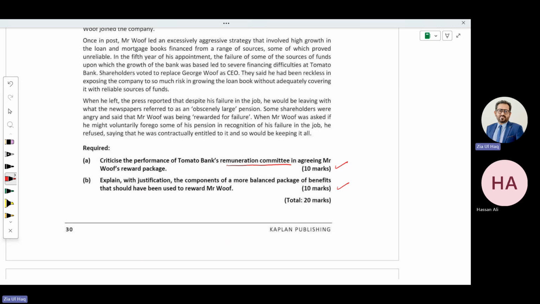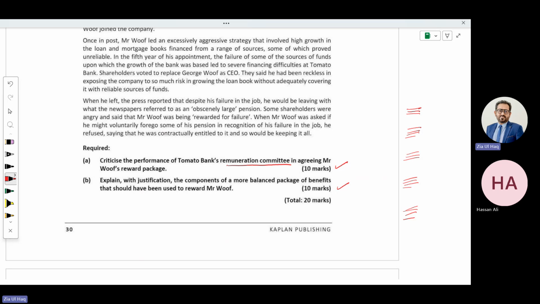So there is information how they have set the remuneration of Mr. Wolf. So we need to criticize their performance. There are 10 marks. We need to answer this part in 5 paragraphs. We need to discuss 5 criticisms at least.